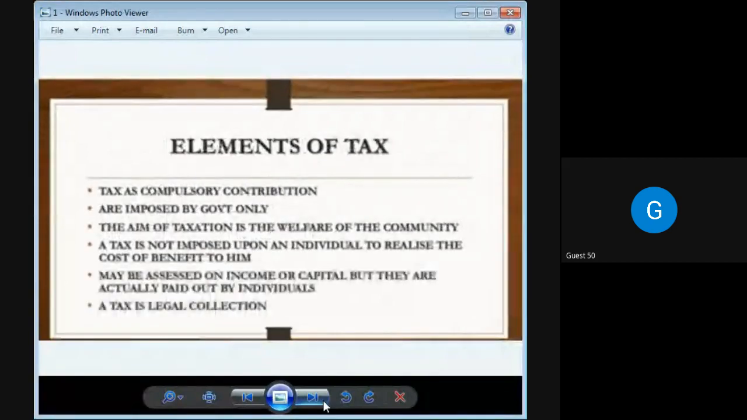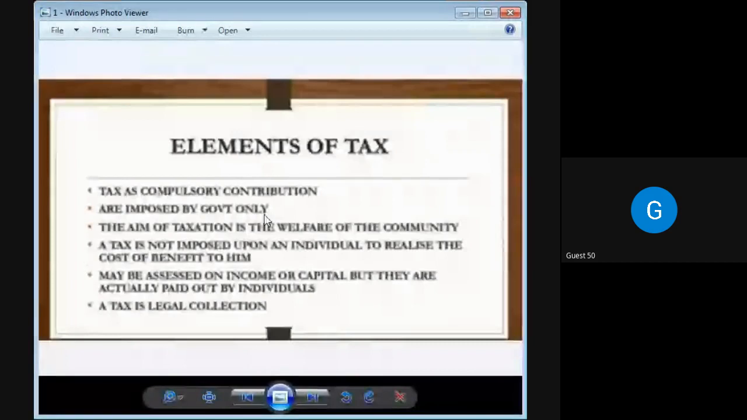As we discussed, tax is a compulsory contribution imposed by the government only. Remember this line, as you can see on your screen: imposed by the government only. The tax slab is created by the government and it is imposed by the government only. सिर्फ गवर्नमेंट ही इसको इम्पोज कर सकती है. Why? Because government is an authorized institution which prepares the tax slab and imposes the tax on individual persons in the country.